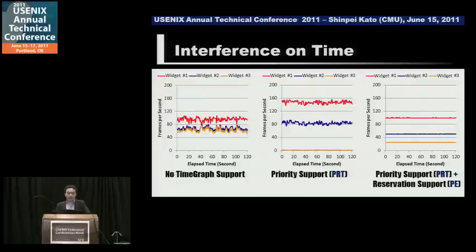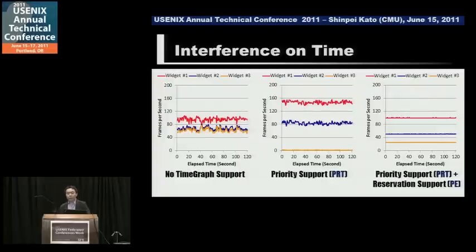Next, let's see the performance interference over time. These graphs show the frame rates of 3 instances of lightweight 3D widget tasks when competing with each other. Without TimeGraph support, their frame rates are clearly messed up. Somehow they are prioritized because we still use CPU priorities. If you prioritize the activities of GPU applications on the CPU, it somehow works. Still, for instance, widget task number 1 has a higher priority, but basically it is messed up.